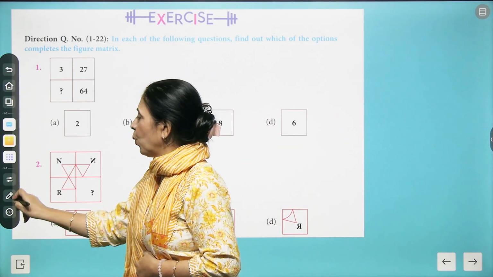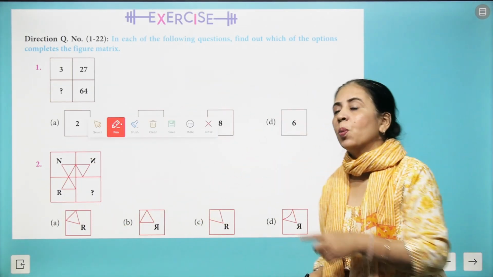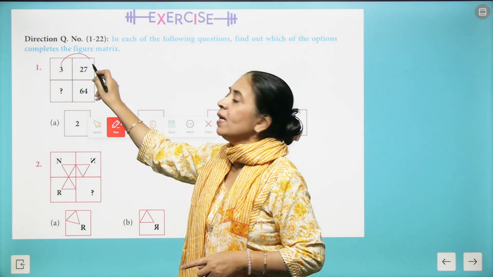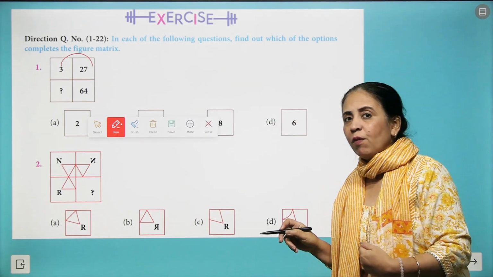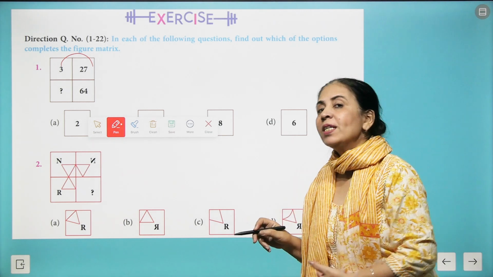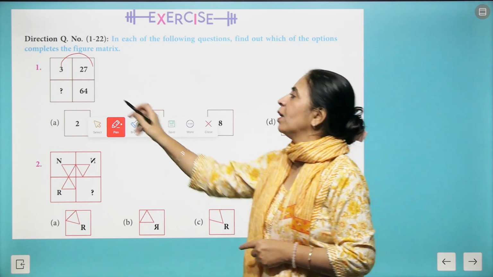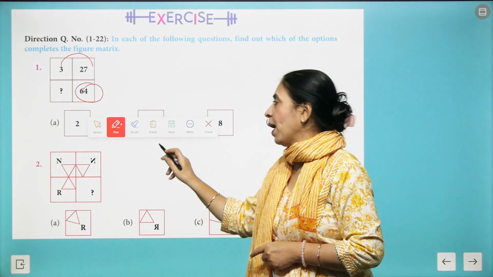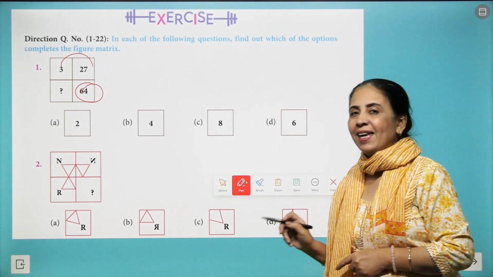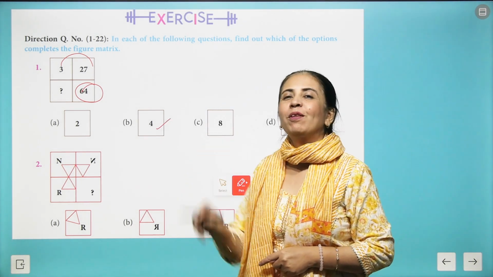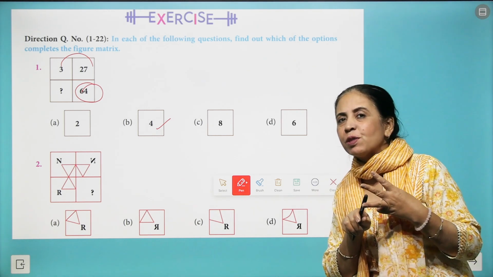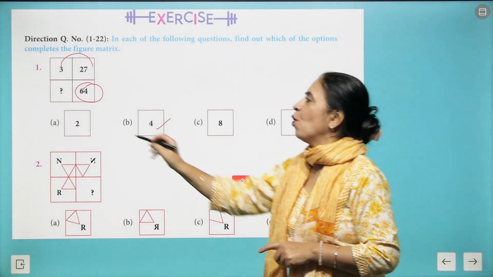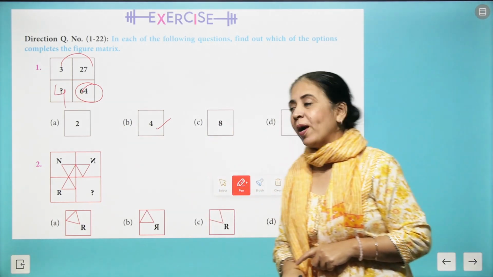Now we have a few questions. Looking at the first one, if we see 3 cubed, cubed means 3 times 3 times 3 gives you 27. So which number cubed will give you 64 is my question for you. Yes, here we go with 4. 4 times 4 is 16, and 16 times 4 gives you 64. So we put 4 over here.